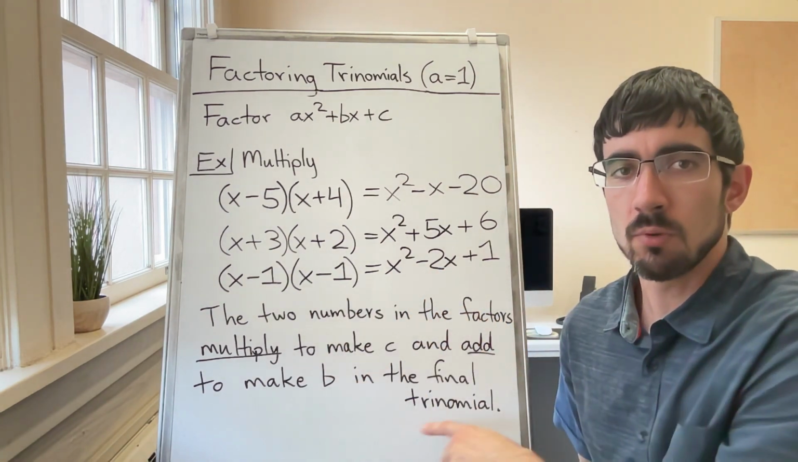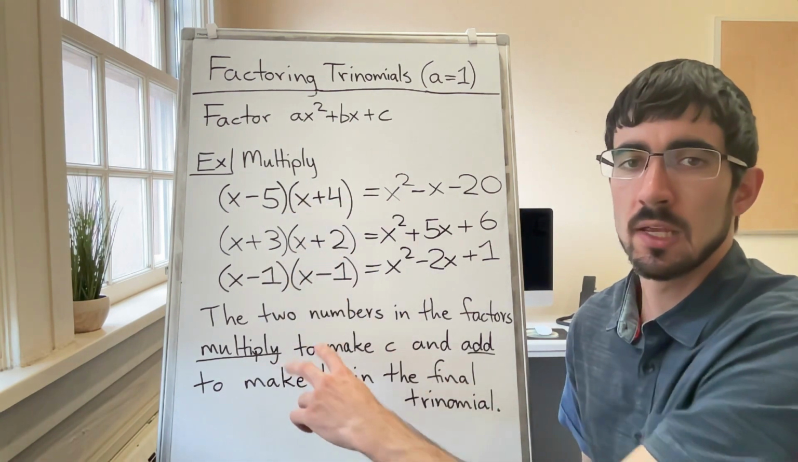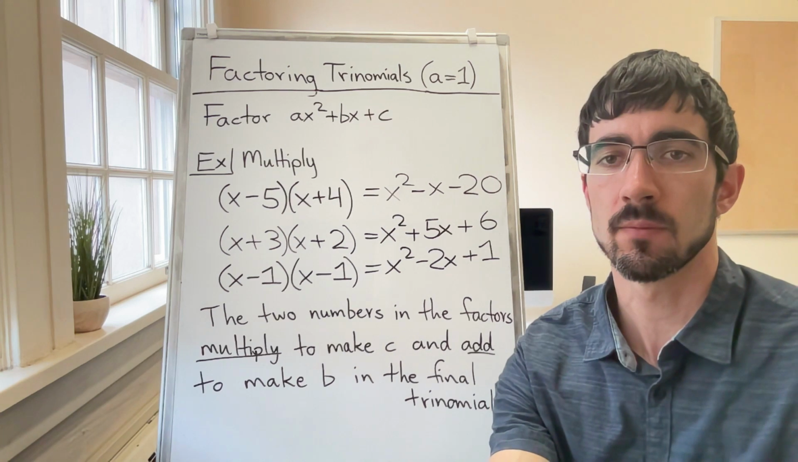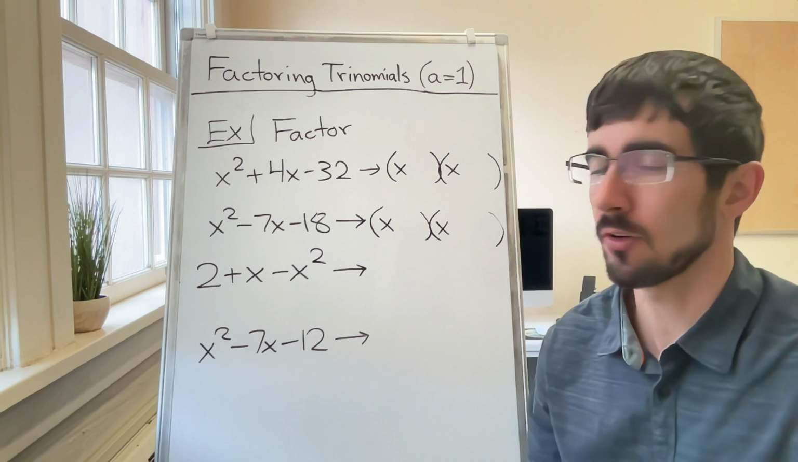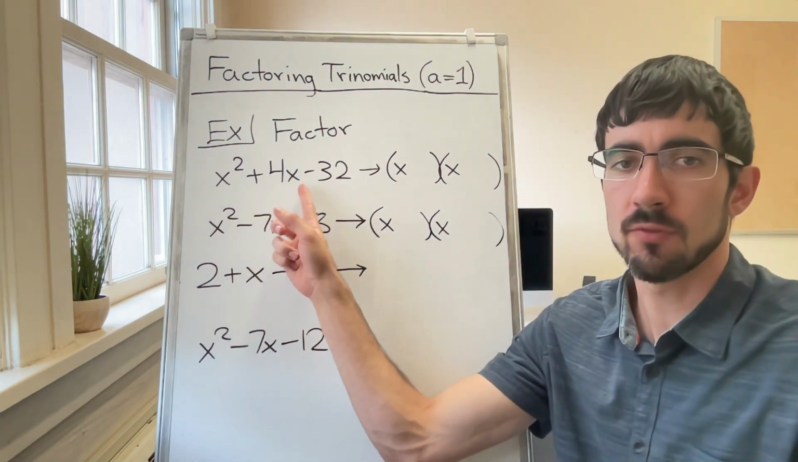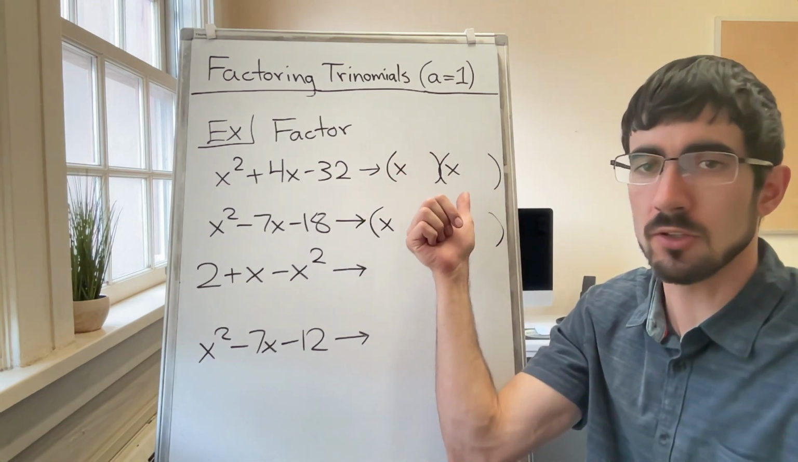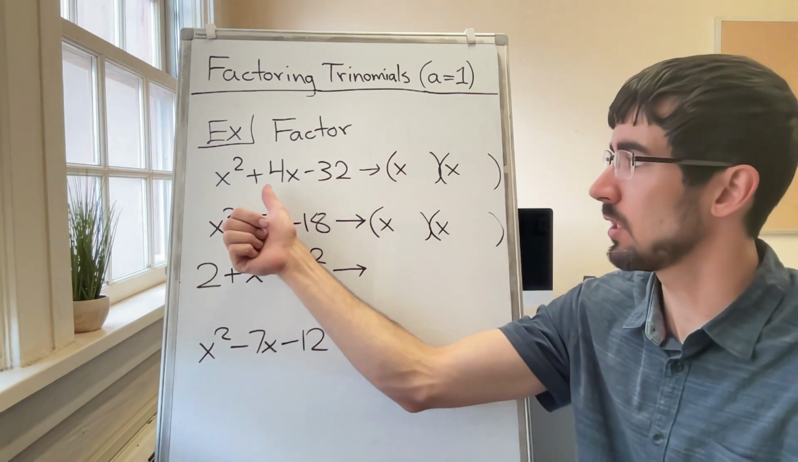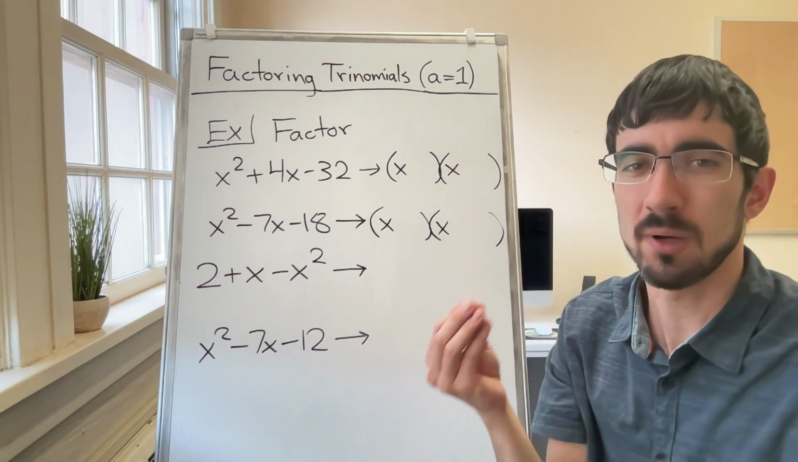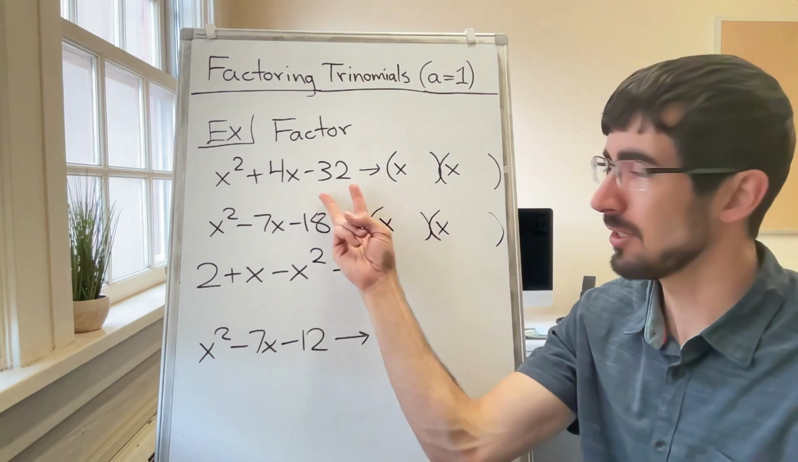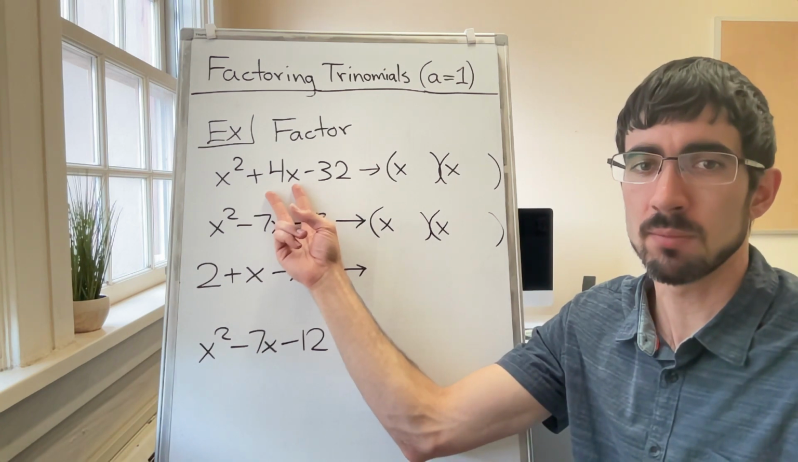So when we factor, we will use this pattern to work backwards and fill in the missing numbers in our binomial factors. Now that we've observed this pattern, we'll apply it as we work backwards to factor. So factor x squared plus 4x minus 32. Remember that the 2 numbers in the factors multiply to make negative 32, and they add to make positive 4. So this becomes a number puzzle or a number game. Let's find 2 factors of negative 32 that add or sum to positive 4.